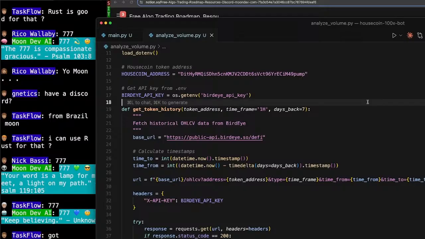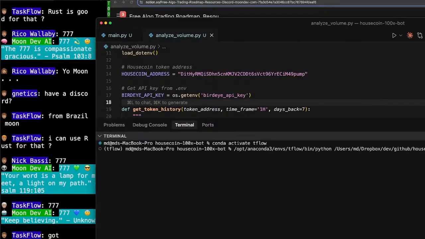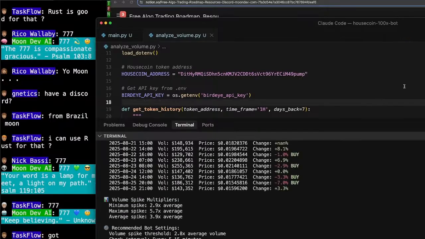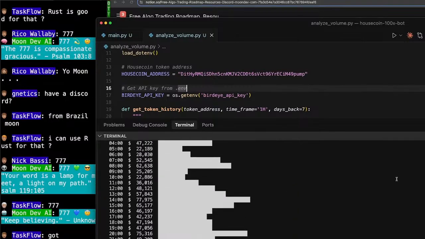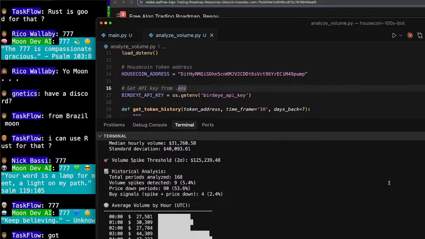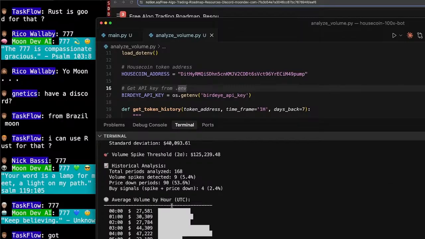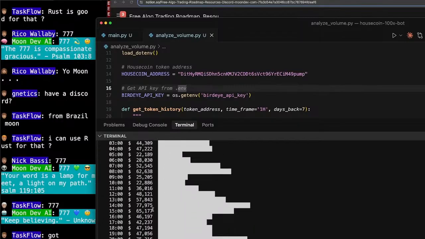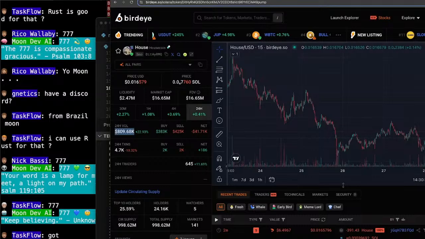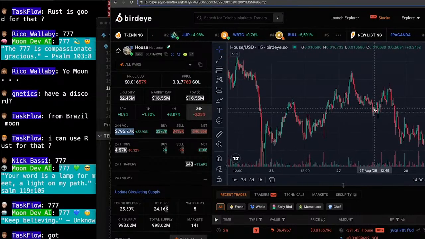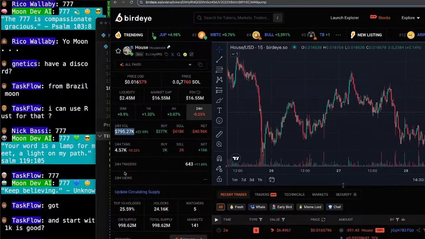So let's go ahead and size volume. I'm actually going to run both of these. I'm going to do my own analysis. Okay, so average volume per hour. You can see there's not much activity, like not even 1 million in volume. This is tiny. That's so key, but you know, with risk.